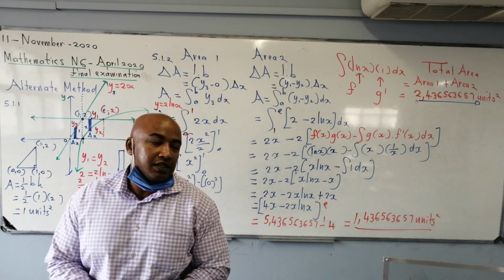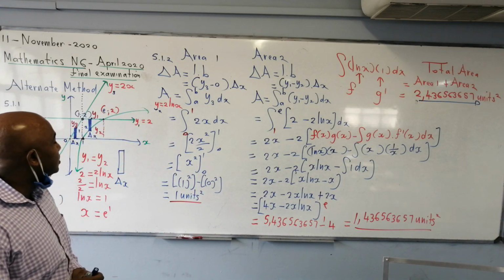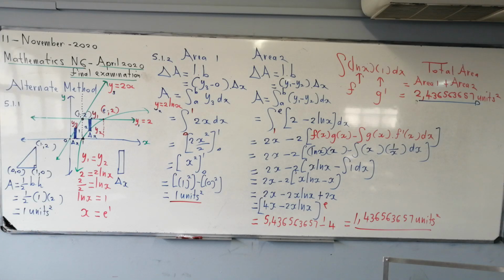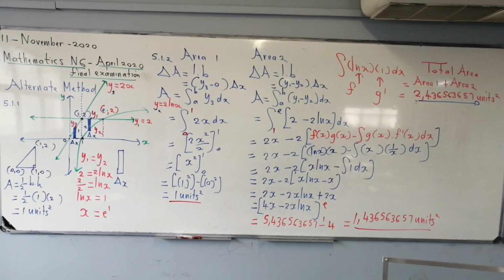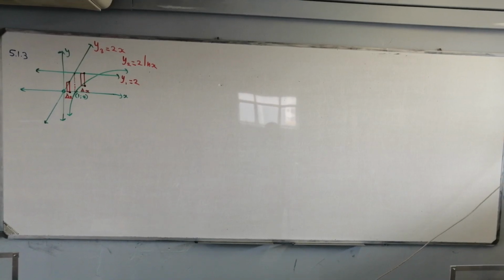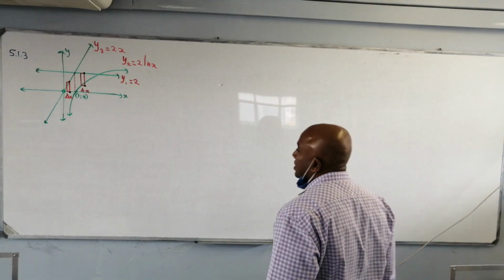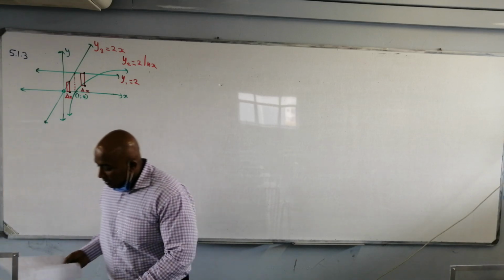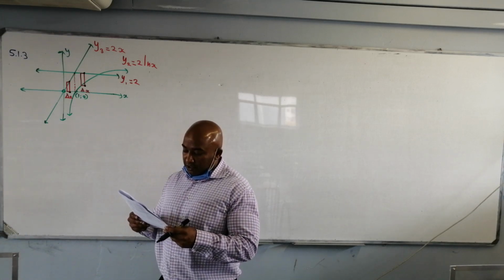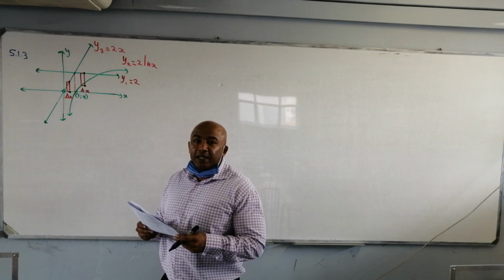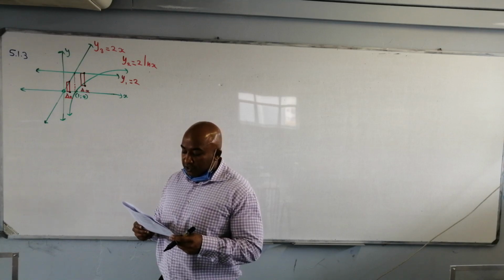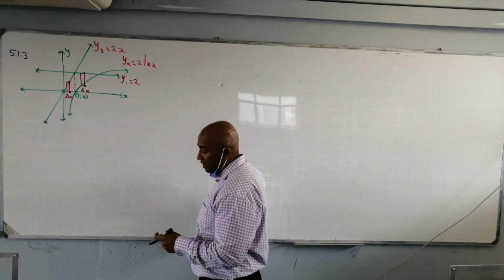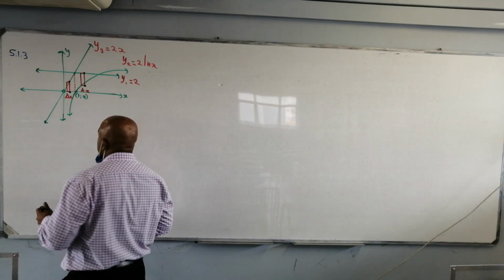Now, the second part is to work out the centroid. So, let's do that. Right, our next question here was: calculate the area moment about the y-axis as well as the x coordinate of the centroid of the area described. Okay, so basically we want to find the x coordinate of the centroid.